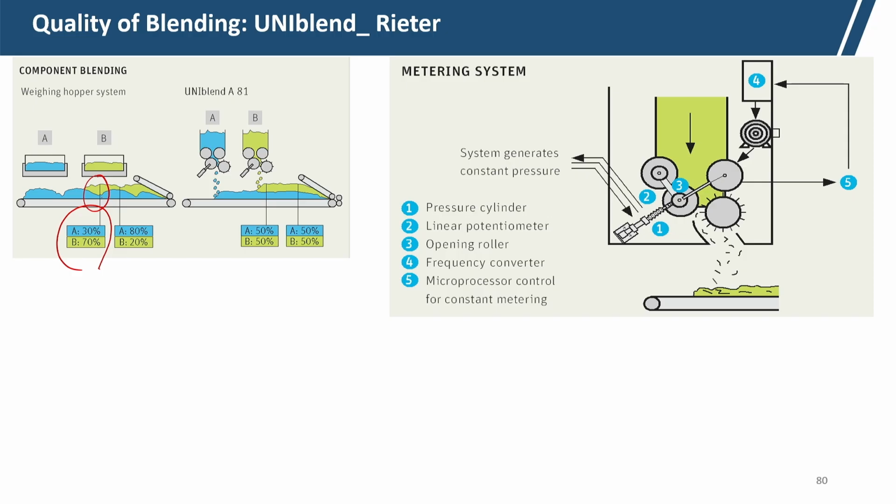Now, on the other hand, at another state here you can see the blue portion is thicker, but the green is thinner. So here the blue becomes 80% and the green becomes 20%. So within this layer, the blend proportion is actually changed. And this problem will continue throughout the process.